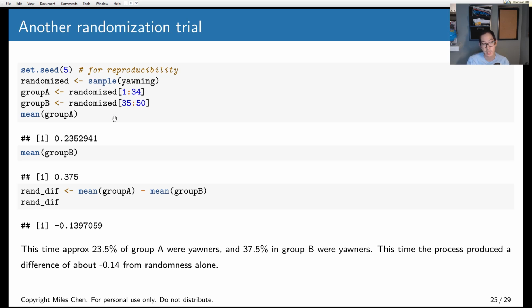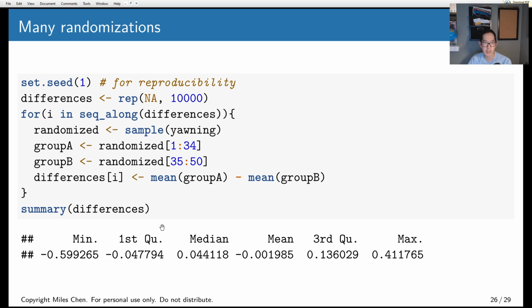Nothing else. And so in this case, I got 0.235, 23.5% of group A yawned, 37.5% of group B yawned, and so I'm getting a difference of negative 0.1397, negative like 14%, okay? So that's a possibility, okay? So here I'm going to do this a whole bunch of times. Let's do this 10,000 times, and we're going to keep track of all of the differences that we see each time, okay?